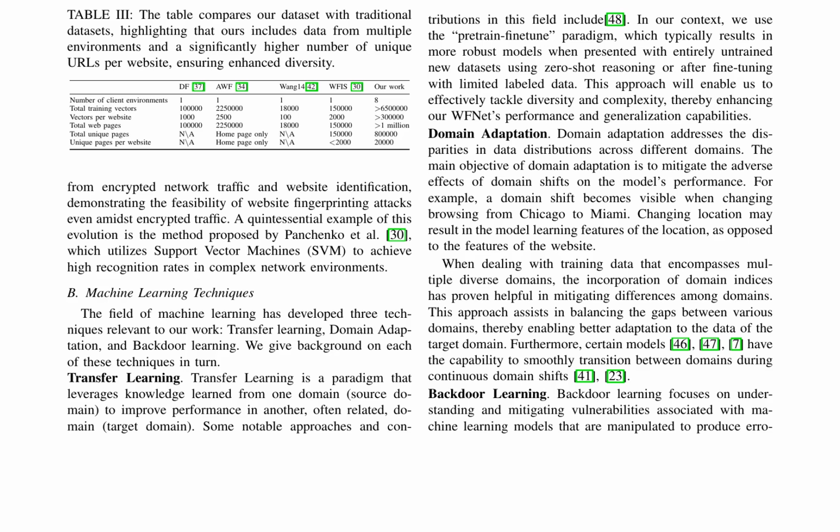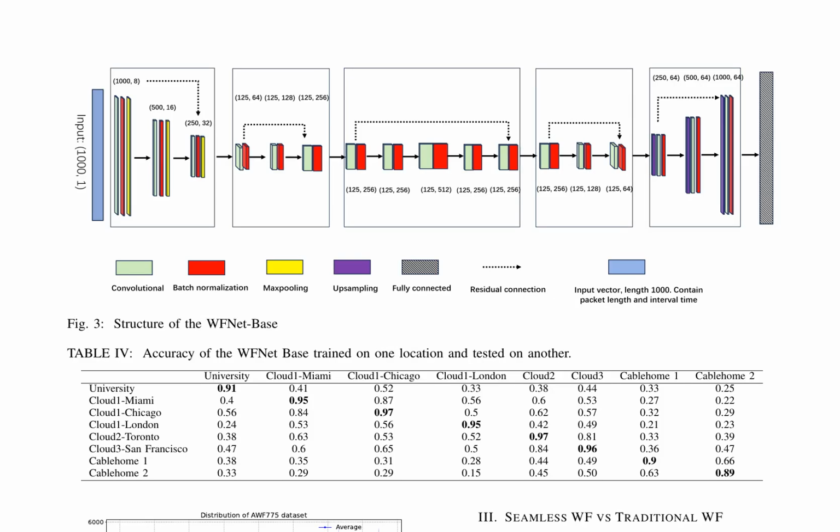The author's approach aims to enhance the performance and generalization capabilities of their WFNet model by leveraging transfer learning and domain adaptation. The discussion of potential vulnerabilities associated with backdoor learning highlights the importance of addressing these concerns in future research, with significant implications for the field of website fingerprinting attacks and machine learning. Traditional website fingerprinting, WF, is limited by 9 key assumptions, including closed-world modeling, sequential browsing, and isolated traffic, which restrict its applicability in real-world scenarios.